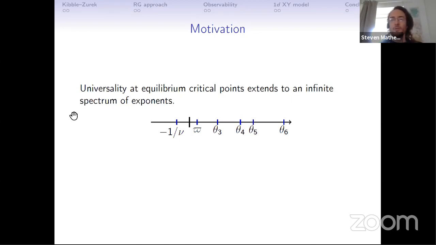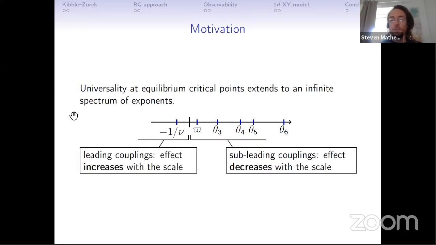So the difference is that some of these exponents are negative and they lead to diverging scales as we approach the critical point, while the positive exponents lead to vanishing scales. And so the negative exponents, the so-called relevant exponents, are easy to observe because they have a dramatic effect, while it's the opposite for the other positive exponents, or subleading ones.